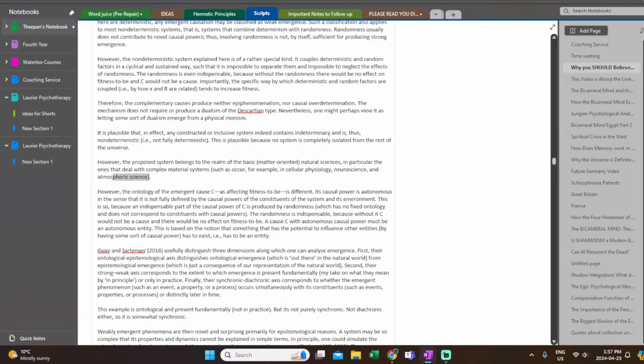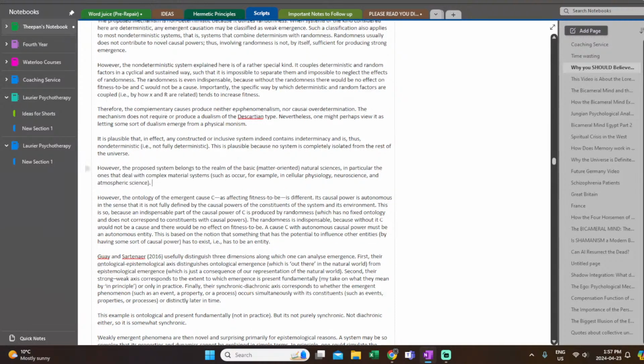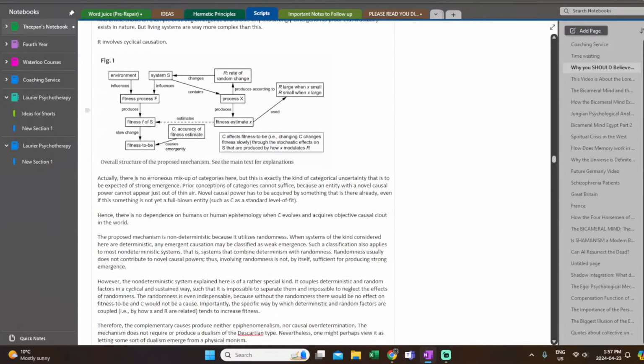I'm very interested to see the application of this particular model to atmospheric science, or this particular atmospheric science to this model. That's very interesting. Does that mean some aspects of the atmosphere are strongly emergent?